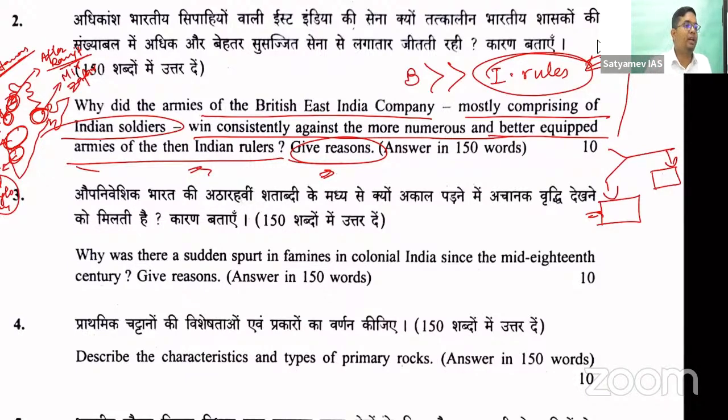Treachery by, in case of what? Mir Jafar. Treachery by Mir Jafar against Sirajuddaulah. All right. Rivalry specifically among Rajputanas, among the Marathas. All right.